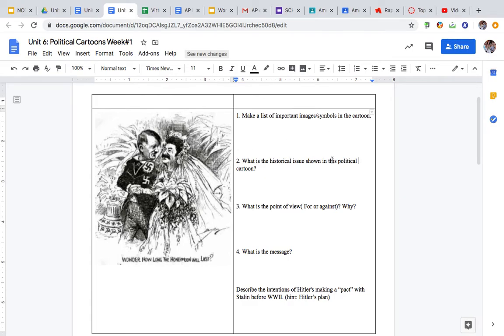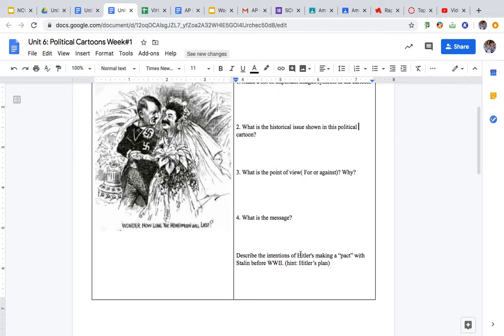Okay. With the historical issue, what specific vocab term? Again, this should just be 1 to 2 words. Think about something that we would highlight in class. So what would fit under here? And then with part 3, is this for or against whatever vocab term you put here, and then tell me how you know.